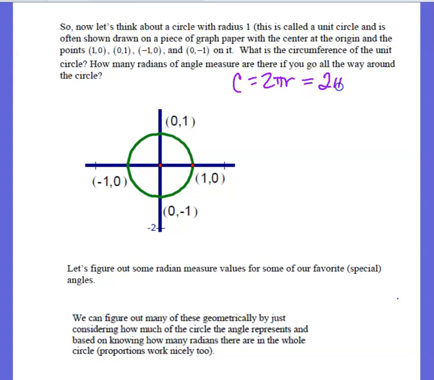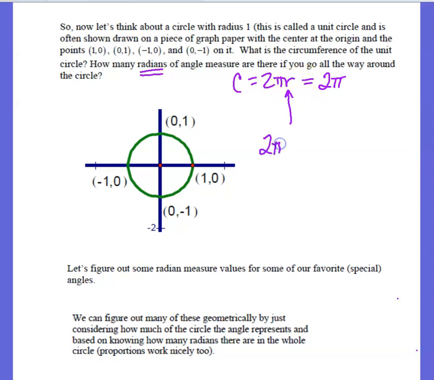Right, it would just be 2 pi. Because if your radius is 1, my circumference would be 2 pi. Okay, so how many radians of angle measure are there if you go all the way around the circle? Remember, guys, if I'm asking you for radians, I'm asking you how many radii would fit around the circle. Well, this literally tells you, it would give you 2 pi radii.